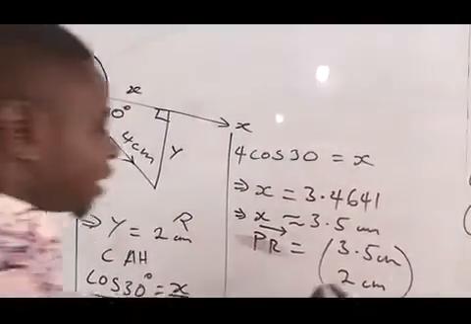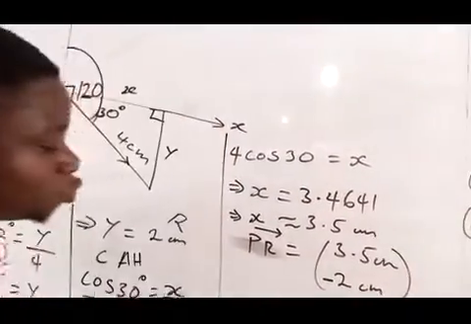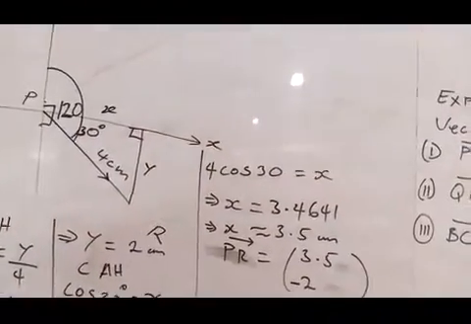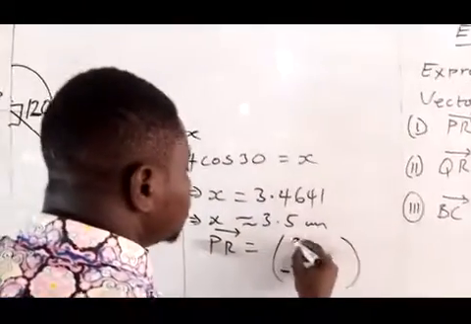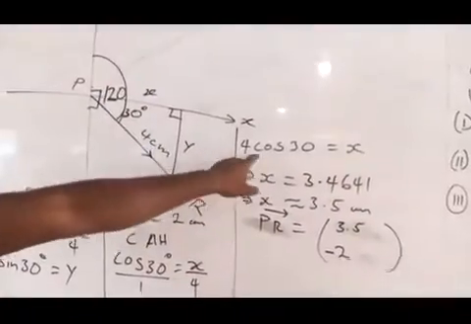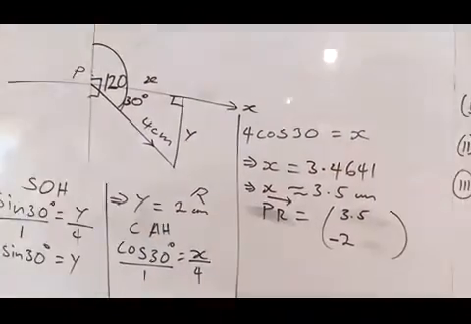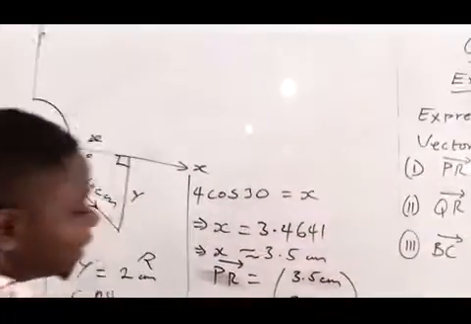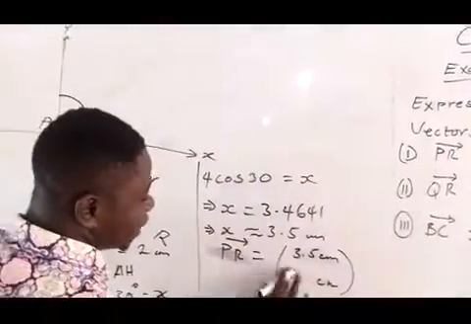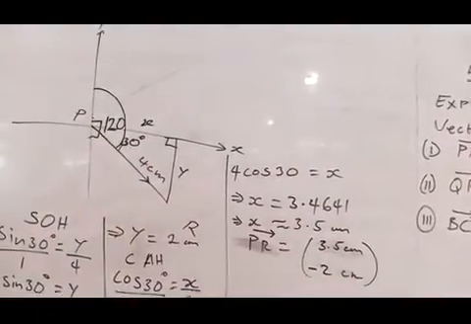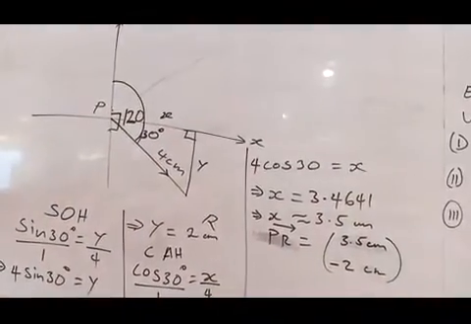Okay, so in this case, this is going to be minus 2. And then the x is going to be maintained because we realize that the cos in the fourth quadrant is positive, so we don't apply any negative to it. We maintain it as it is. So that is how we get the vector in component form.